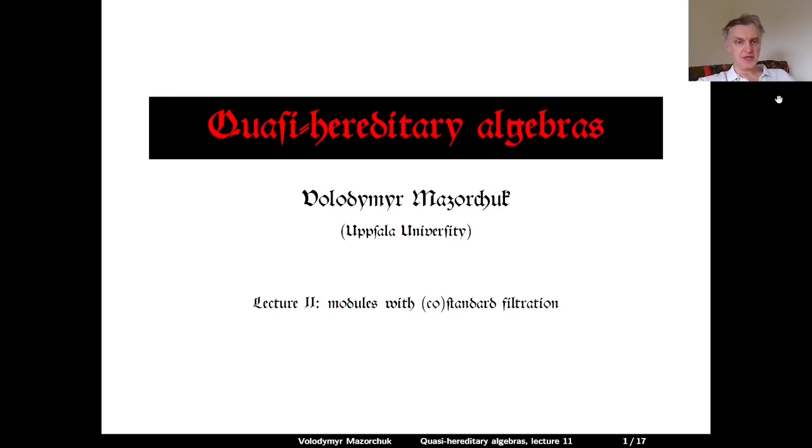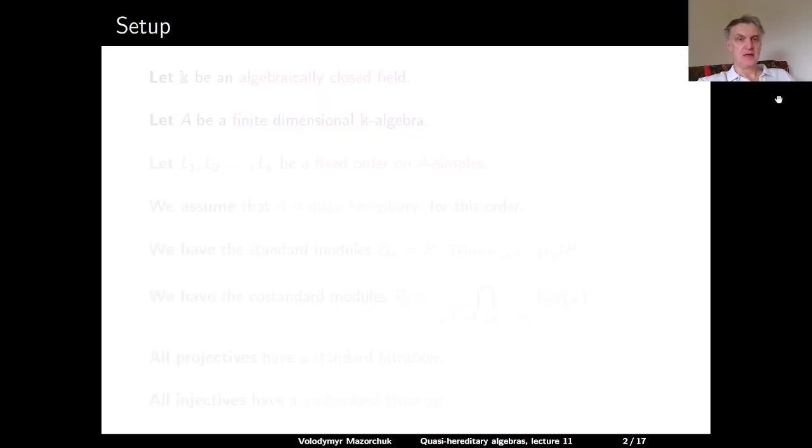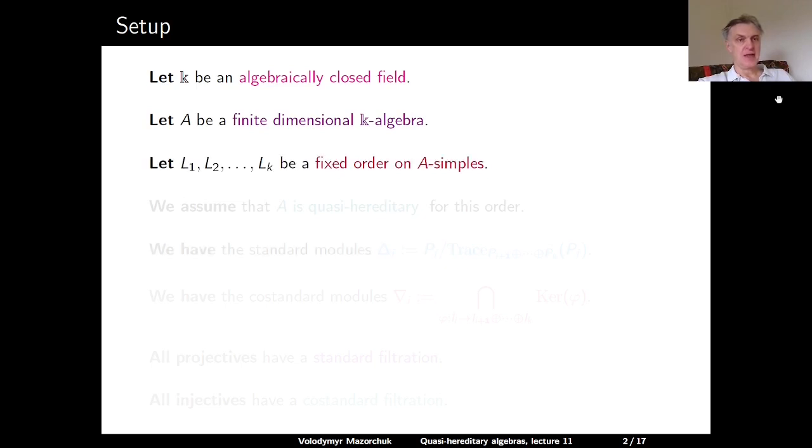Quasi-hereditary algebras, lecture 11, modules with standard and costandard filtrations. Let us recall our setup. Let K be an algebraically closed field and A a finite-dimensional K-algebra. Let L1, L2, and so on up to Lk be a fixed order on the set of representatives of isomorphism classes of simple A-modules. And we assume that our algebra A is quasi-hereditary for this order.